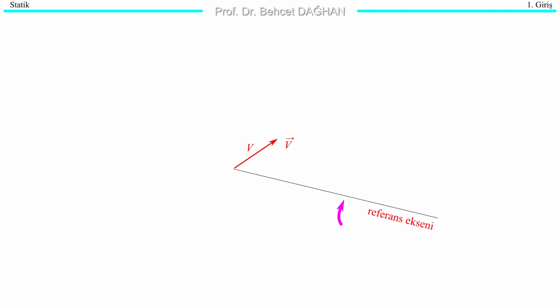Let's look at the direction of the vector. How do we determine its direction? We determine which direction a vector is in by choosing a reference axis. The reference axis is an arbitrary line. It can be horizontal, vertical, or oblique. Okay? We determine the direction of the vector by the angle it makes with this axis.